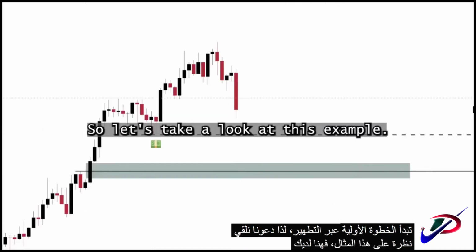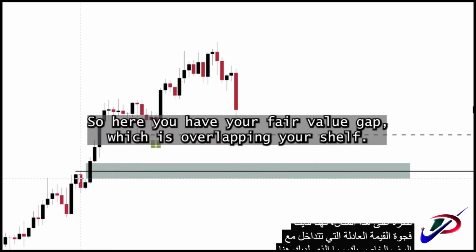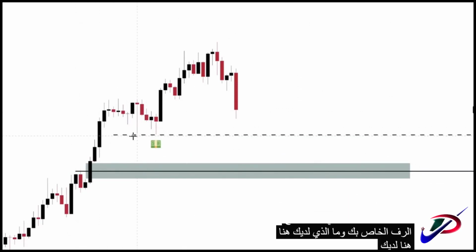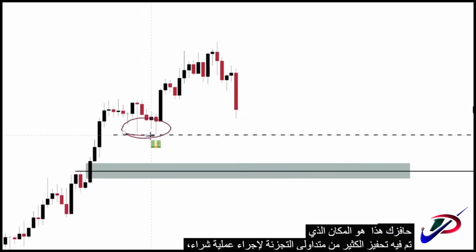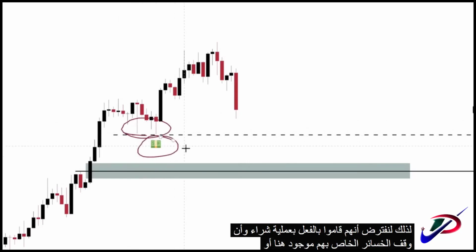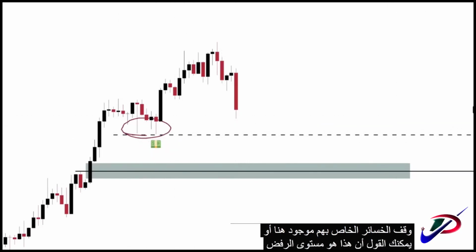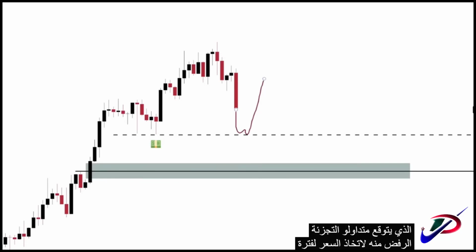So let's take a look at this example. So here you have your fair value gap, which is overlapping your shelf. And what do you have here? Here you have your inducement. This is where a lot of retail traders were incentivized to take a buy. So let's say they already took a buy and their stop losses are right here. Or you can say that this is a rejection level that retail traders anticipate a rejection from to take price long.